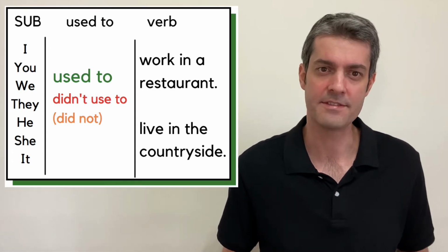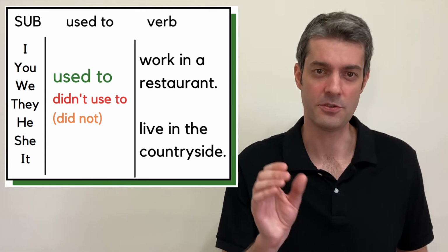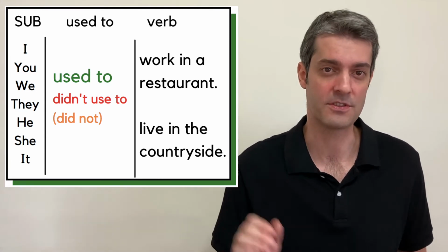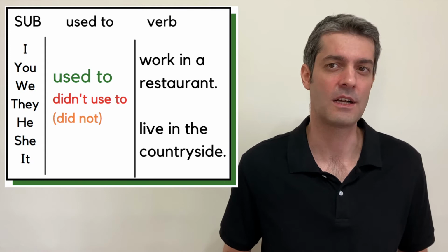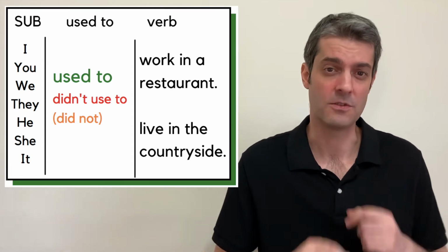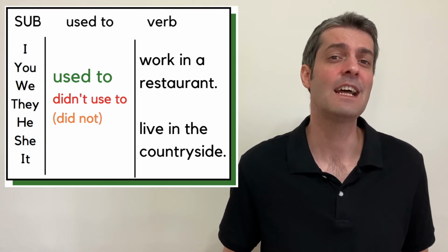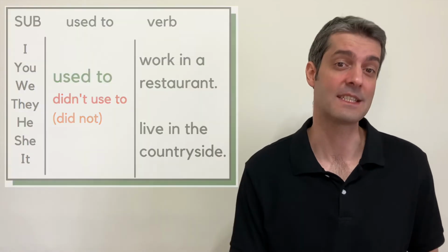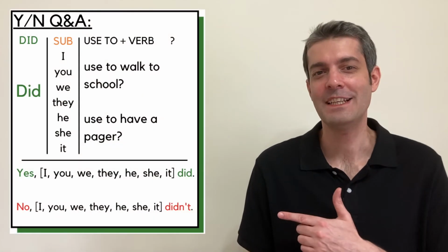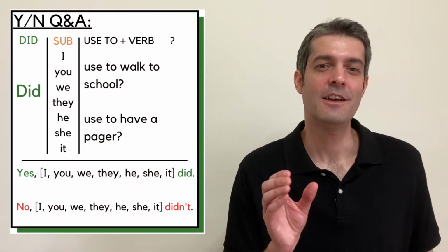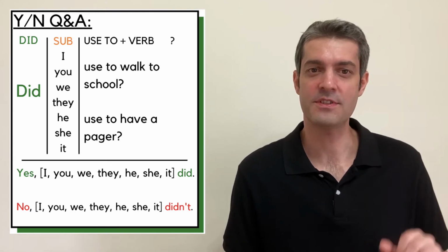To create a negative sentence, we have didn't used to or did not used to. So two examples are, we didn't used to work in a restaurant and he did not used to live in the countryside.